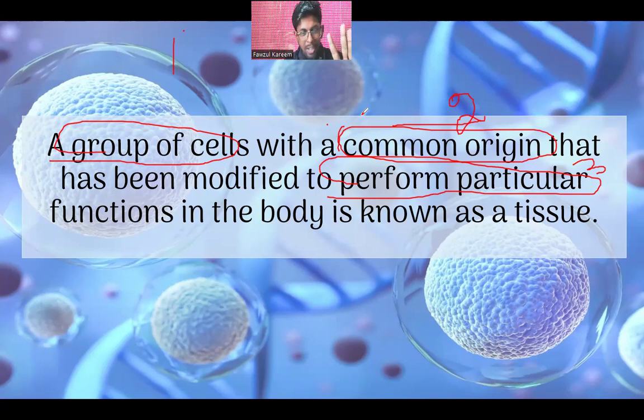What are the three facts? Common origin, fact number one. Fact number two, a group of cells. Fact number three, a particular function. So then can you memorize? If I ask what is tissue, can you say? A group of cells that have a common origin, that perform a particular function. Three things. What are they?